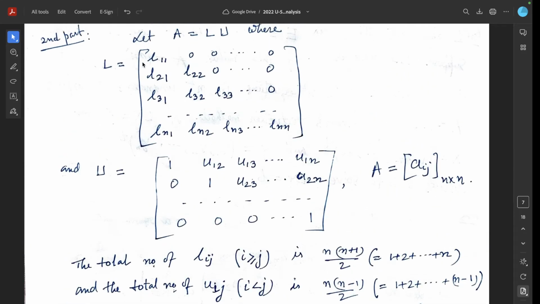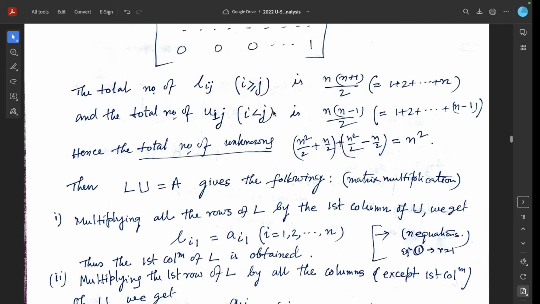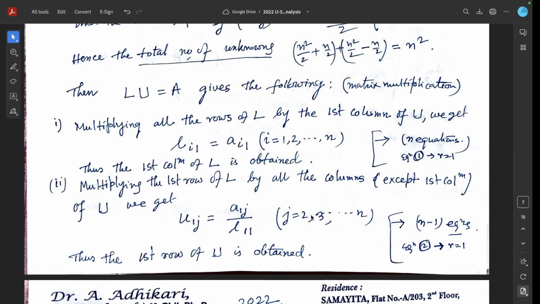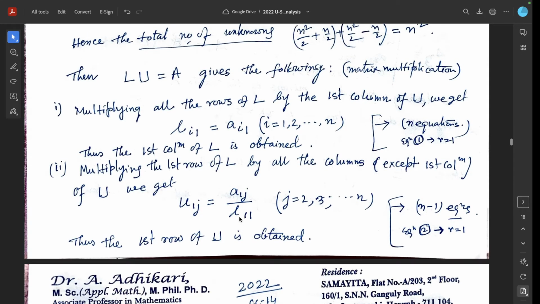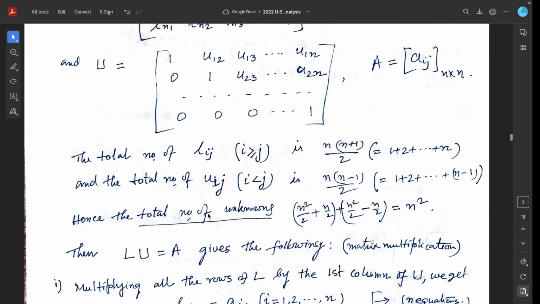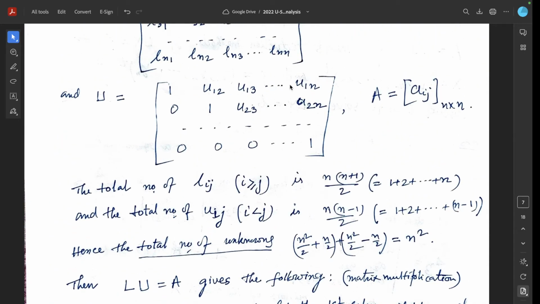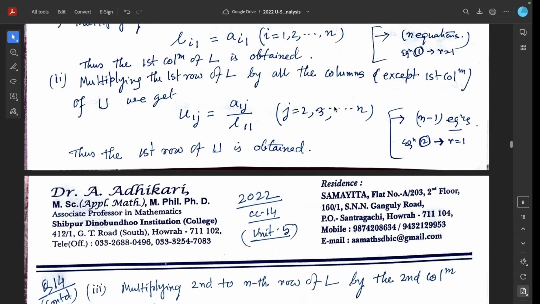So first row with the second column, third column, fourth column: A13, A14, multiplying this and adding this. So we get j equal to 2, 3 up to n. So here we find n minus 1 equations. And thus we get the first row of the U matrix, U12, U13, and so on, by these n minus 1 equations.